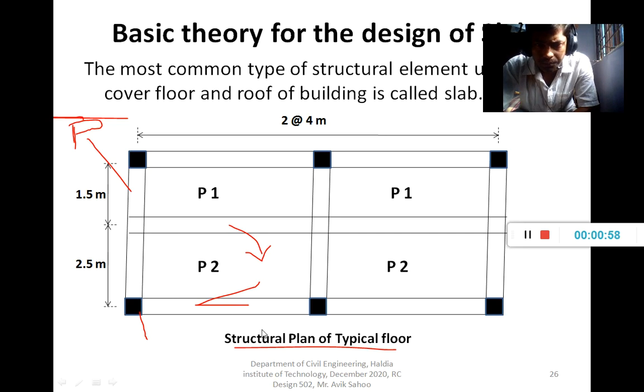Now in this plan two types of beams are used. One is the primary beam, which is raised on the column. The other is the secondary beam, which is raised on the primary beam, so this one is secondary, this one is primary. And this portion is called slab. The slab is supported on beams. The slab is integrally connected with beams.